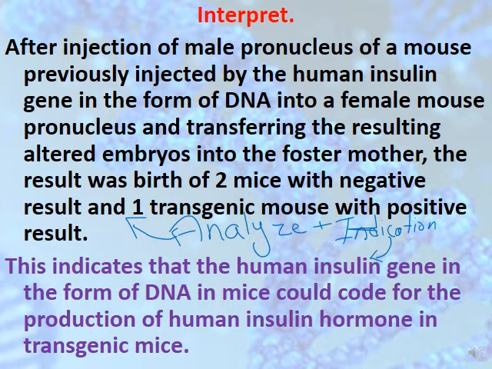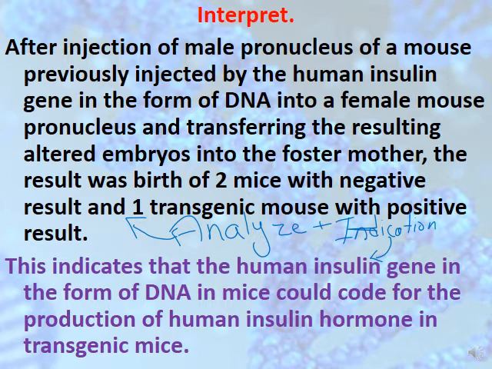So after injection of the male pronucleus of a mouse previously injected by the human insulin gene in the form of DNA into a female mouse pronucleus and transferring the resulting altered embryos into the foster mother, the result was the birth of two mice with negative result, meaning that they don't express the human insulin gene, and we have one mouse that is transgenic, meaning that it has a positive result and expresses the human insulin gene.